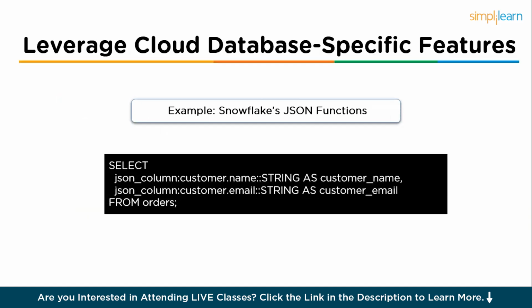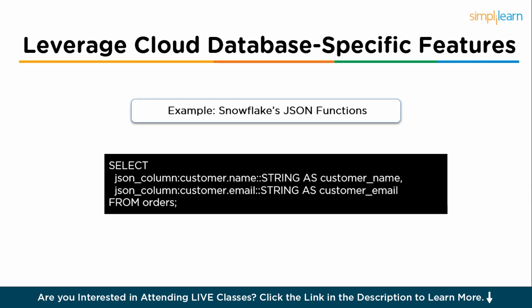So Snowflake has a special function for parsing JSON data directly in SQL, something that would be harder and slower in traditional databases. So let's suppose the query is select JSON column customer name, string as customer name, JSON column, and here from orders. So instead of writing complex parsing logic, Snowflake lets you query JSON fields like normal columns, saving time and improving performance.